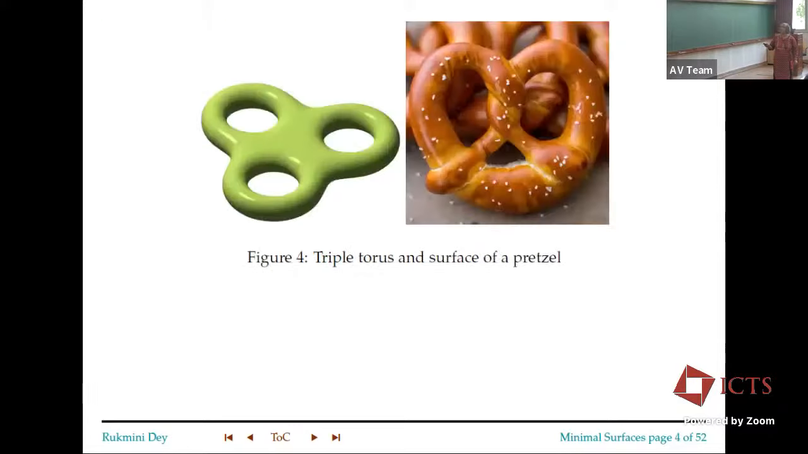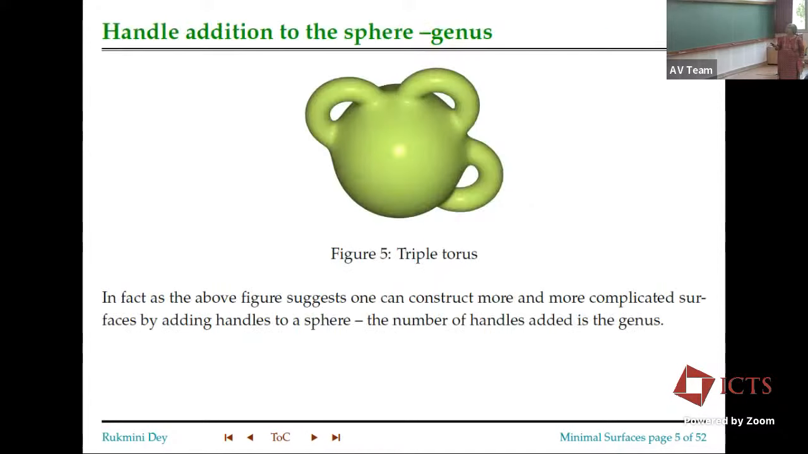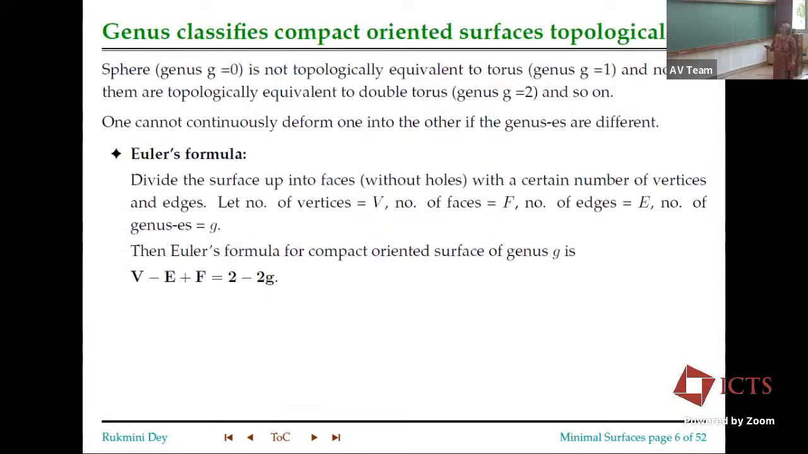And you can show that this is topologically equivalent to this. Well, you can deform it. You can visualize it, right? This fat part, you can make it smaller and you can bring it to this. So now you can guess that maybe the number of handles you add has something to do with the topology, right? Inequivalent surfaces, ones which you cannot deform from one to the other, are probably given by this genus. The number of handles you add to the sphere is called the genus, okay? So the sphere is the genus zero surface. It has no handles attached to it. And it's not topologically equivalent to the torus, which is genus one, and none of them are topologically equivalent to the double torus, which is genus two, and so on. So you cannot continuously deform one to the other if the genuses are different, okay?